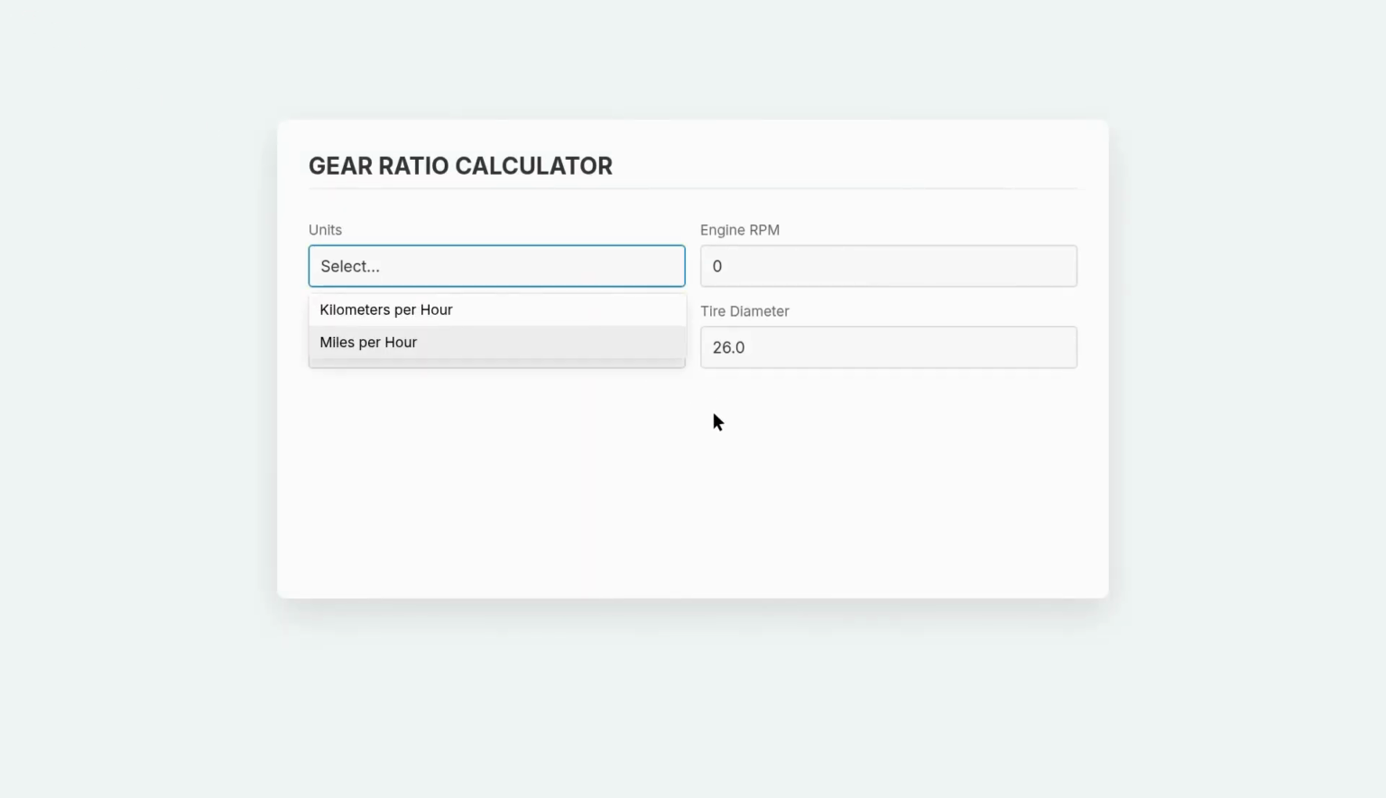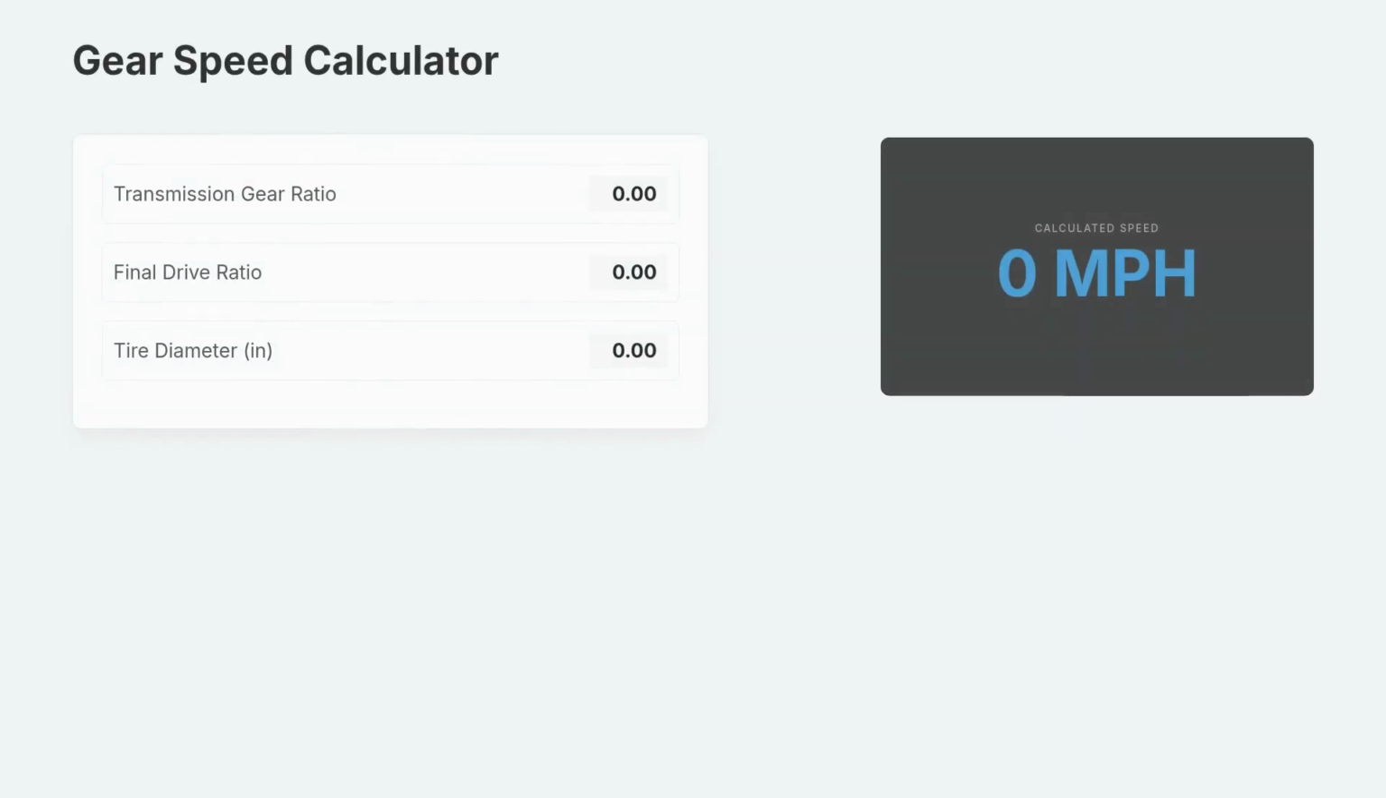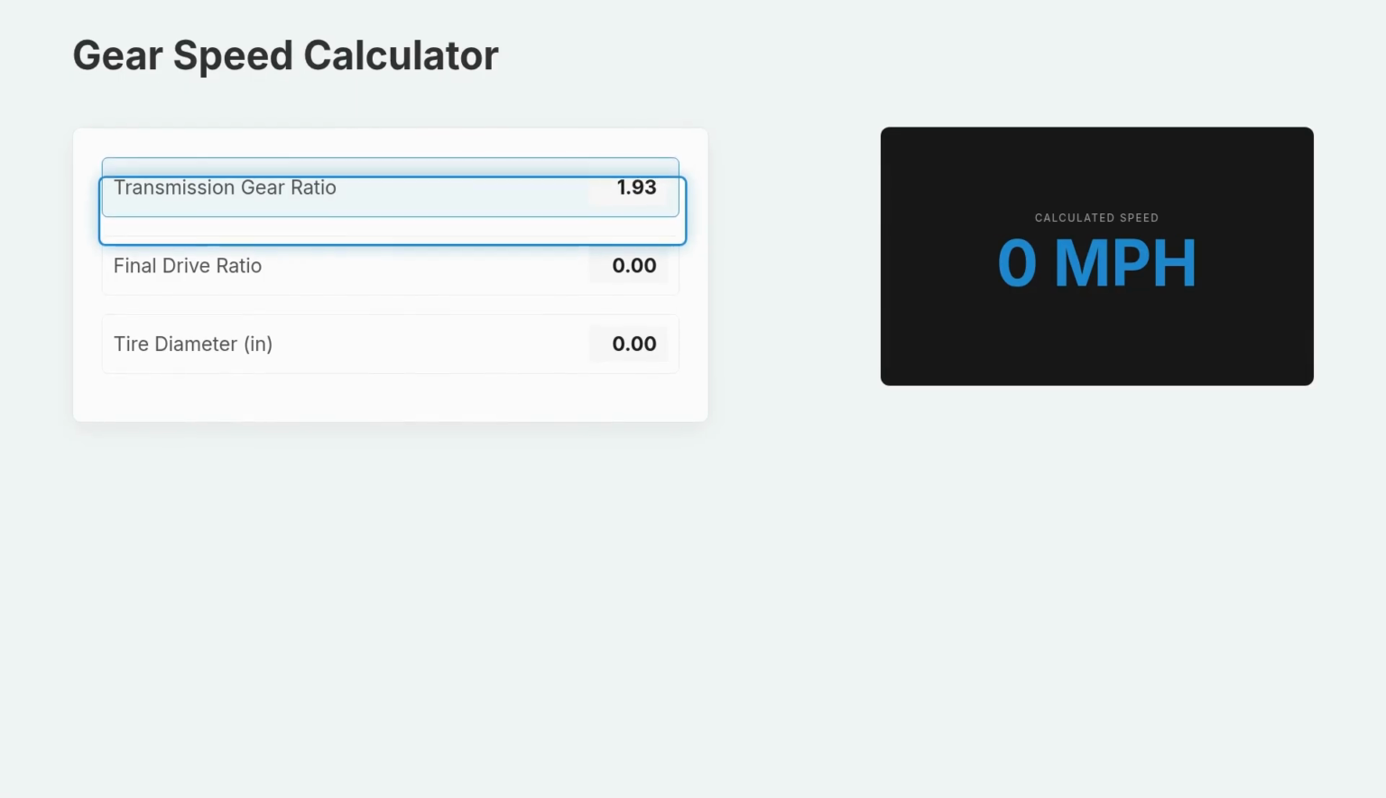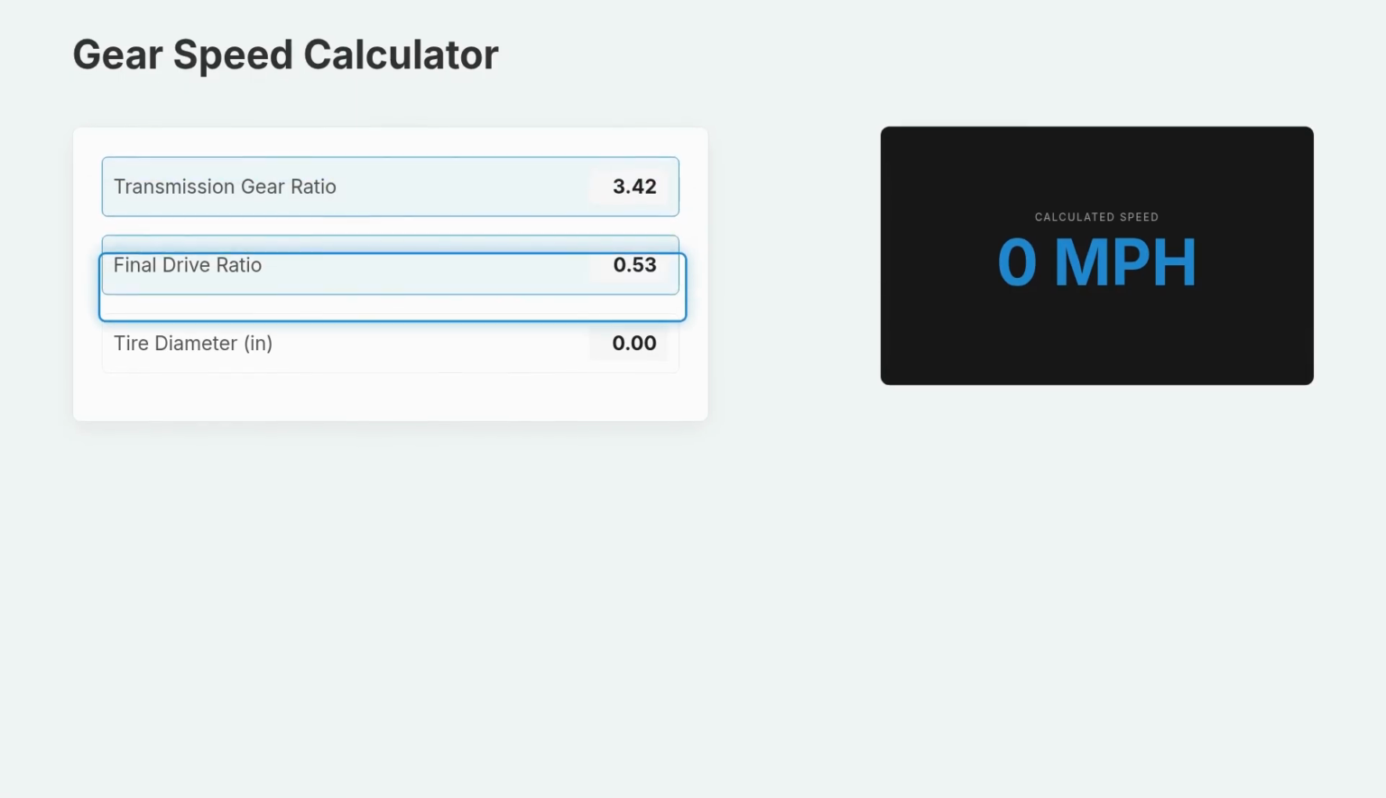Next, enter your engine RPM, then input your transmission gear ratio. After that, enter your final drive ratio. Finally, input your tire diameter in inches.